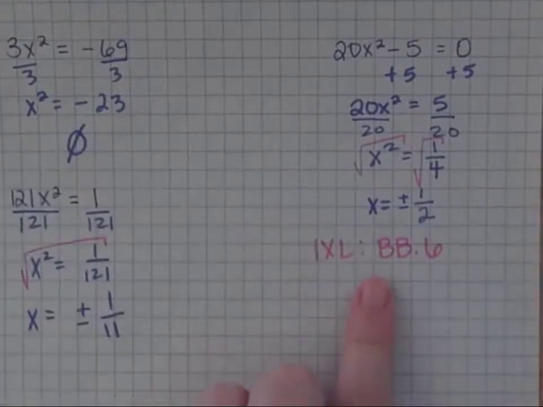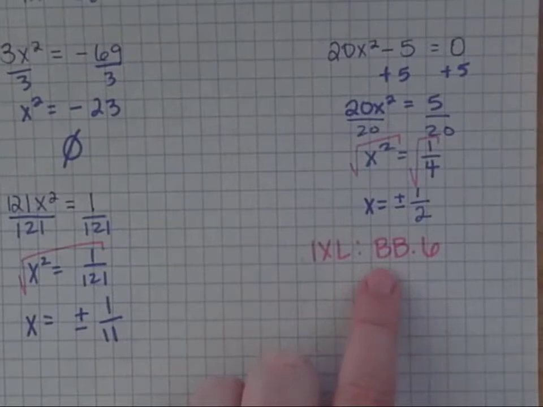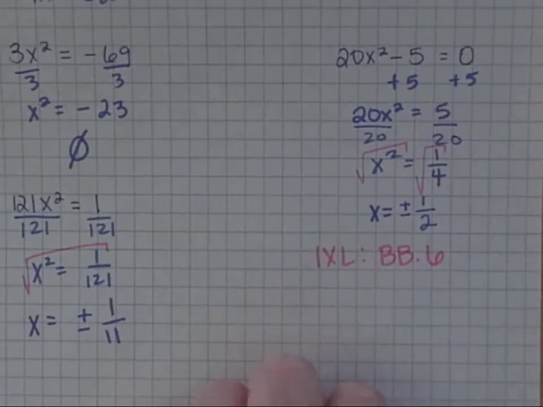So I want you to go on IXL BB6 and I want you to make sure that you're understanding these two things. How many solutions and how to find them. And that there's a positive and negative solution at this point.